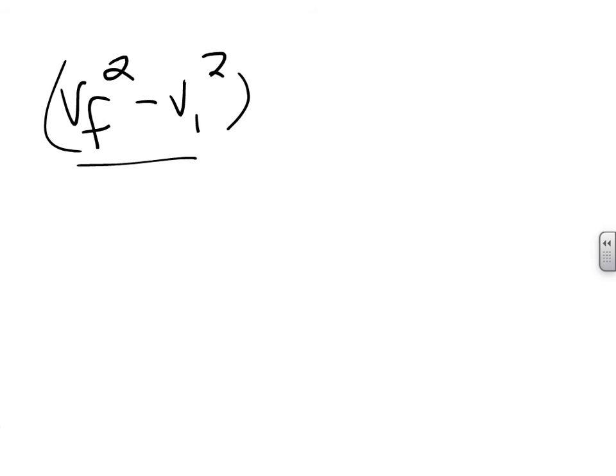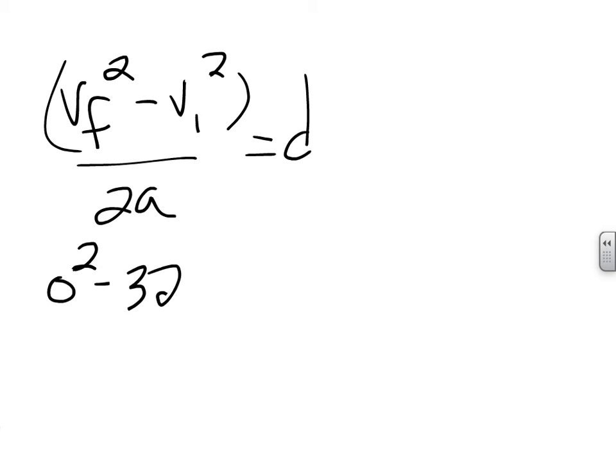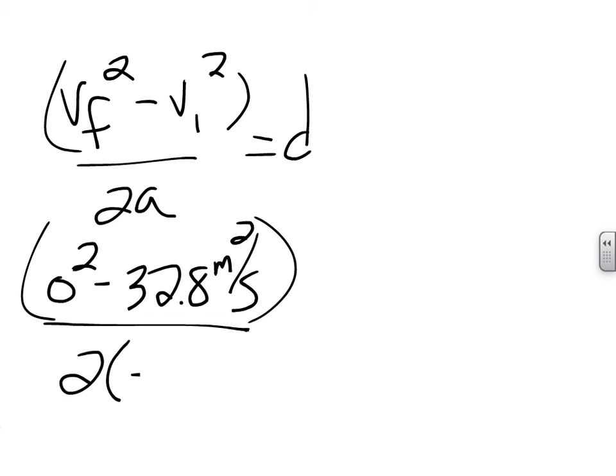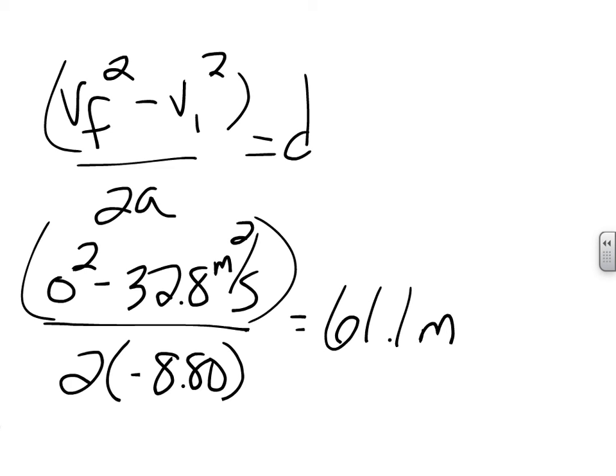So now we're plugging again into that VF squared minus VI squared over 2A equals D equation. And my VF squared, of course, was 0. My V initial squared, we said, was 32.8 meters per second, because that was how fast the crate was going initially. And that is squared. And then we divide it by 2, and we divide it by the acceleration that we just figured out. And if we plug in correctly, we get 61.1 meters, which is the answer. Hooray!